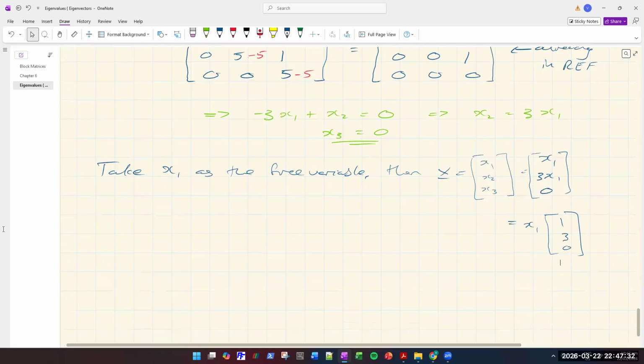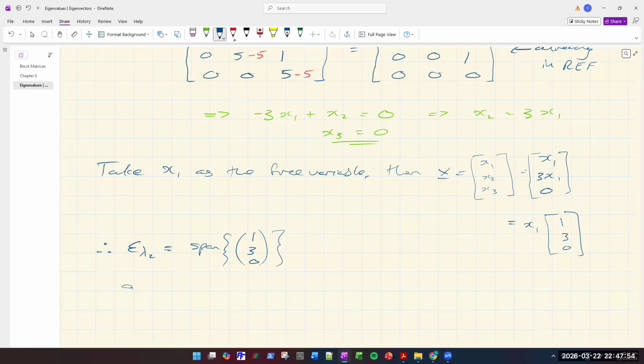Therefore, the eigenspace associated to lambda 2 is simply the span of this vector, 1, 3, 0. An example of an eigenvector is 1, 3, 0, or any multiple of this for lambda 2, which is 5.